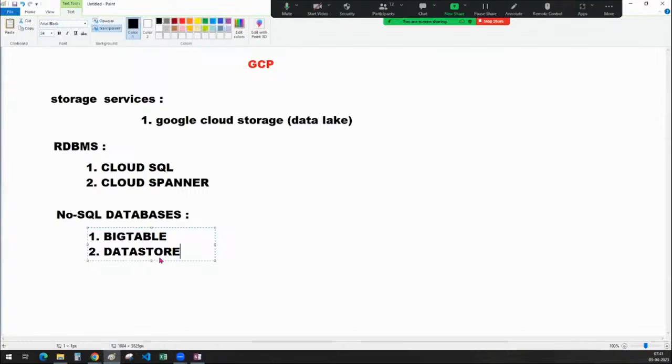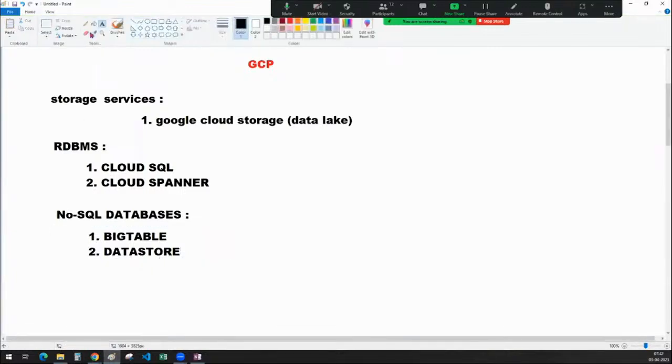Okay, so these are all storage and database services. One is Google Cloud Storage, one more is Cloud SQL, Cloud Spanner, and the third one is Bigtable and Datastore. So these are the Google Cloud Storage and database services. Okay. So what about the other big data tools that we are learning, sir?